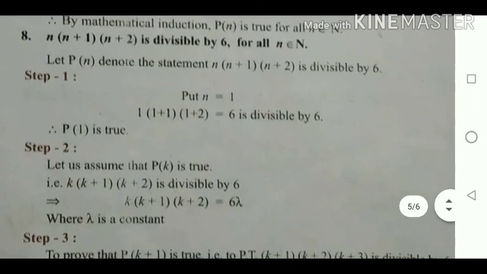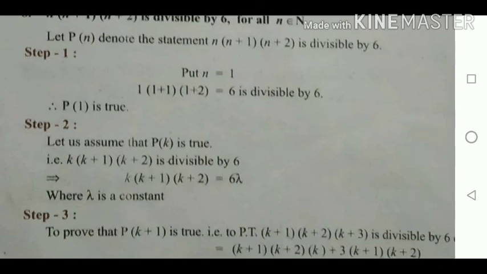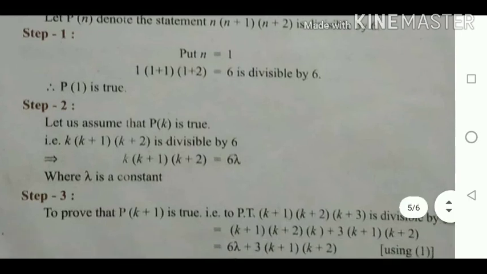n into n plus 1 into n plus 2 is divisible by 6 for all n belongs to natural number. Let P of n denote the statement n into n plus 1 into n plus 2 is divisible by 6. Step 1, put n equal to 1. That is 1 into 1 plus 1 into 1 plus 2 equal to 6, which is divisible by 6. That is, we are getting the answer 6, therefore which is divisible by 6.